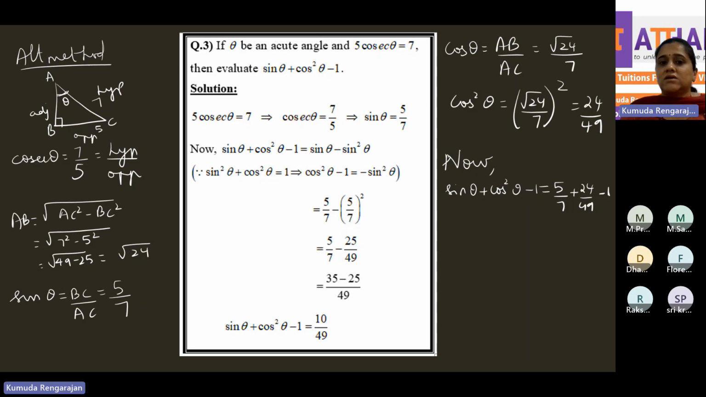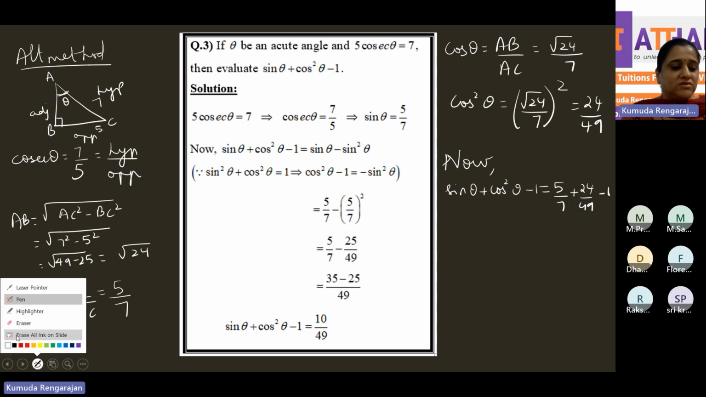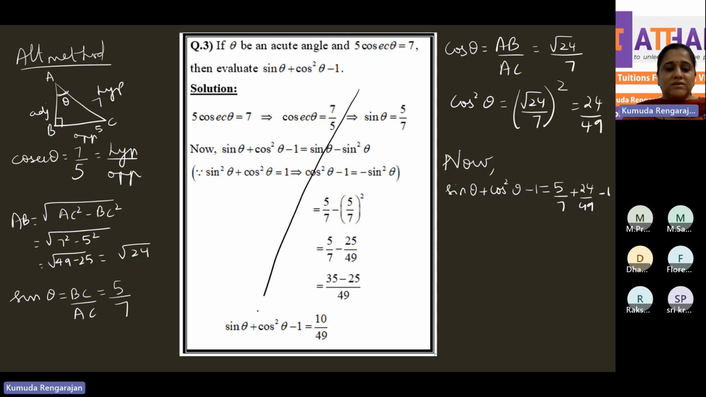You'll have to find that. Don't see this one and ask any question. Don't ask anything from this. Is this understood? So what is it here? We are given 5 cosecant theta is equal to 7. That means cosecant theta is equal to 7 by 5.